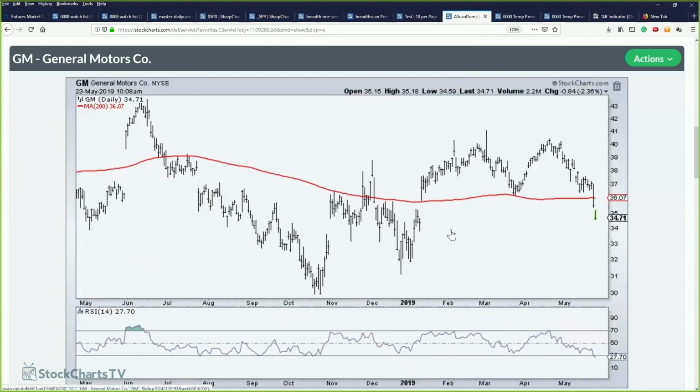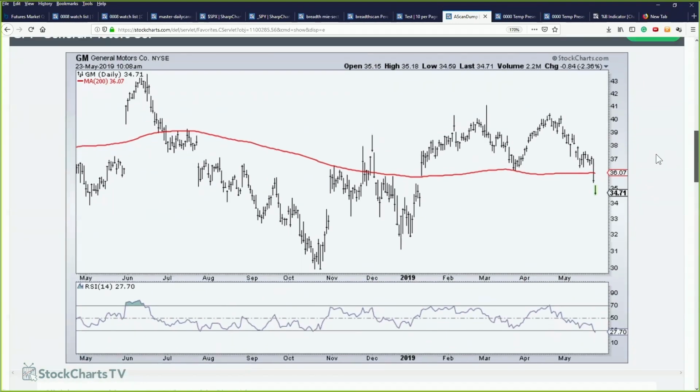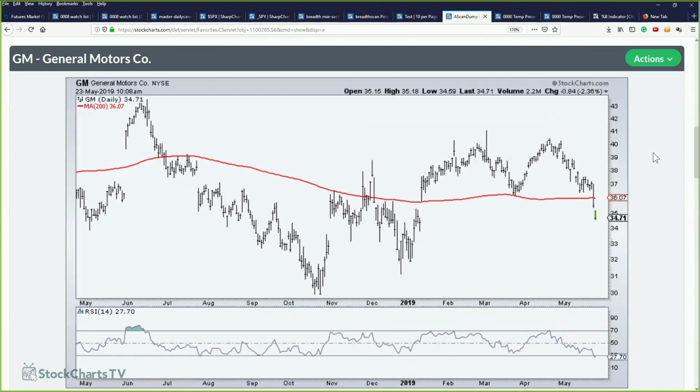Now I just want to highlight 4 stocks that are breaking down that I think are fairly important as far as the breakdowns are concerned. This is General Motors, and it's part of the consumer discretionary sector. And we've seen the breakdown in retail, XRT. We've seen the breakdown in some retail stocks like L Brands and Kohl's and Nordstrom. Nordstrom broke down.